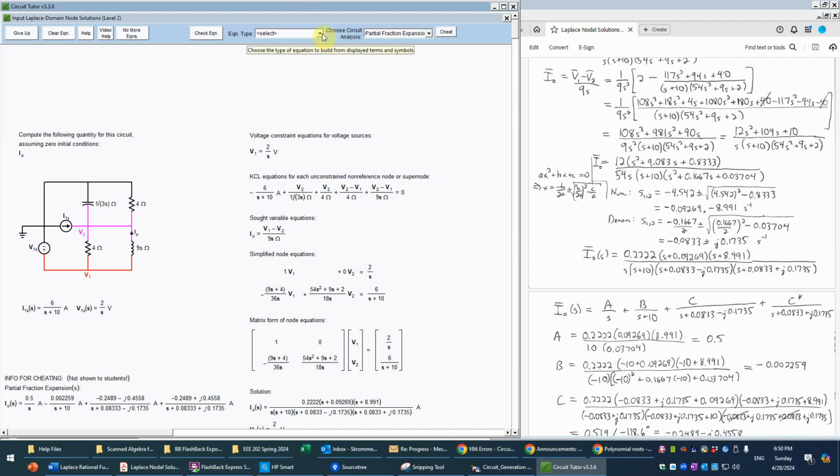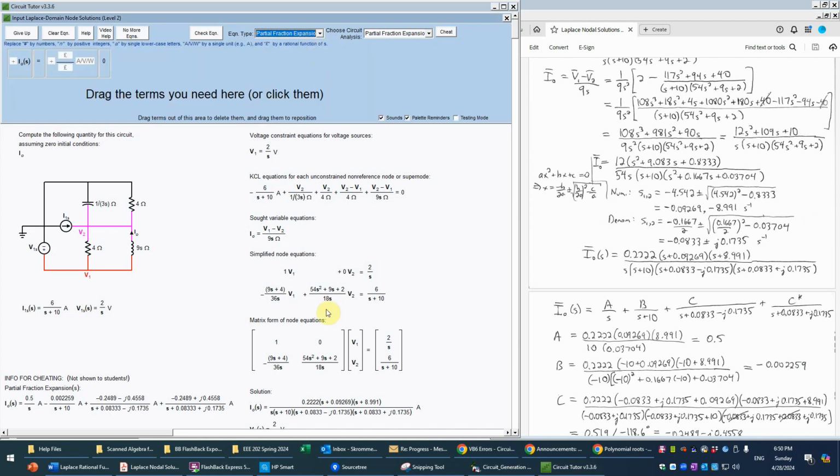Okay, so in order to do that, we select the partial fraction expansion term type, and we'll have to do that on paper before we try to enter it into Circuit Tutor. So here is the unexpanded version, and in the partial fractions expansion, we're going to have a term for each of the separate terms in the denominator.